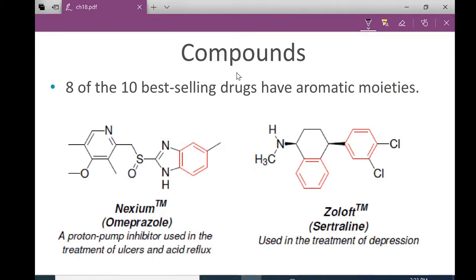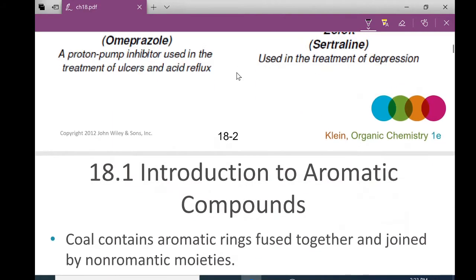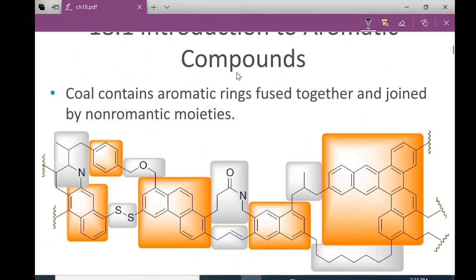Here we have Nexium. We can see an aromatic ring here. And here we have Zoloft, and we have a couple of rings, for example, here. So coal also contains aromatic rings fused together by other non-aromatic moieties. So the aromatic rings here are in orange, and the non-aromatic moieties are in gray.